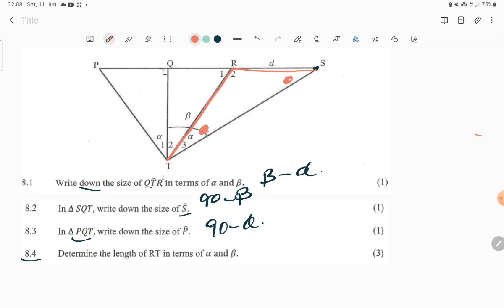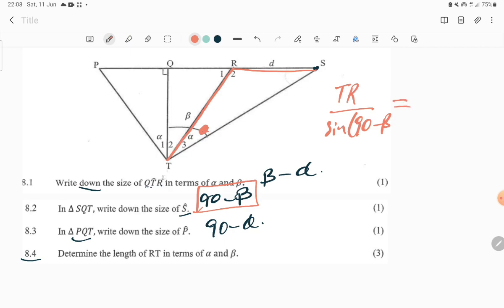So now our sine rule will be TR over the sine of the angle facing that TR, which is angle S, is equal to, remember we solved it here, RS divided by sine of 90 minus beta is equal to, what are we having next?